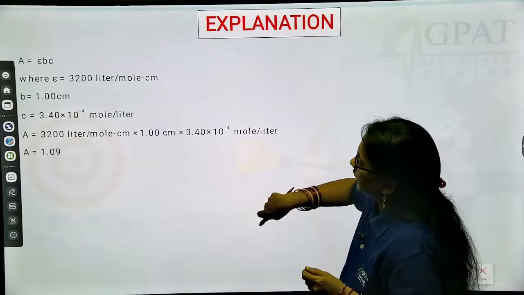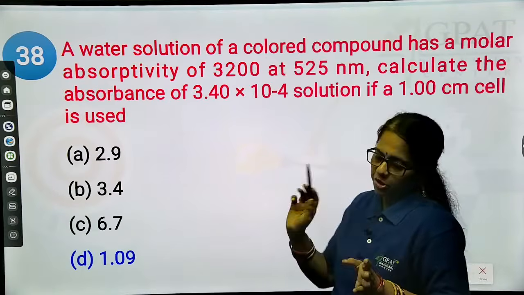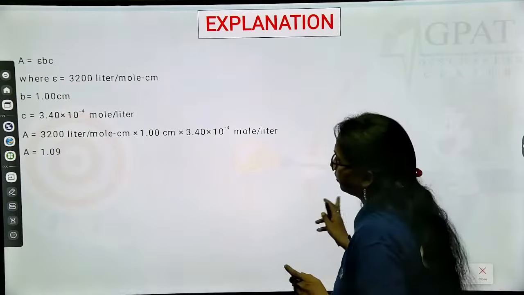Here, what are the options they have given? Yeah, option D, 1.09, it is the right answer.